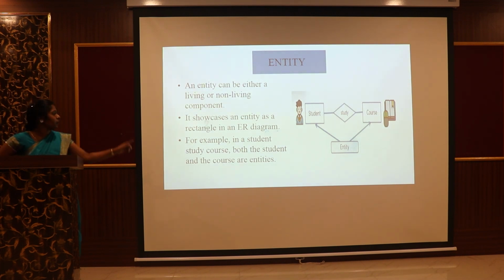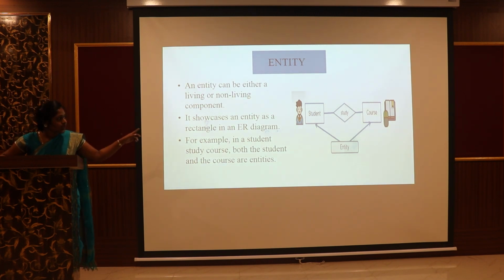For example, in a student studies course relationship, both the student and the course are entities. Both the student and the course are living and non-living components, right? So both are entities. That is called an entity. That's the diagrammatic representation: the student and the course are both represented in a rectangular shape.